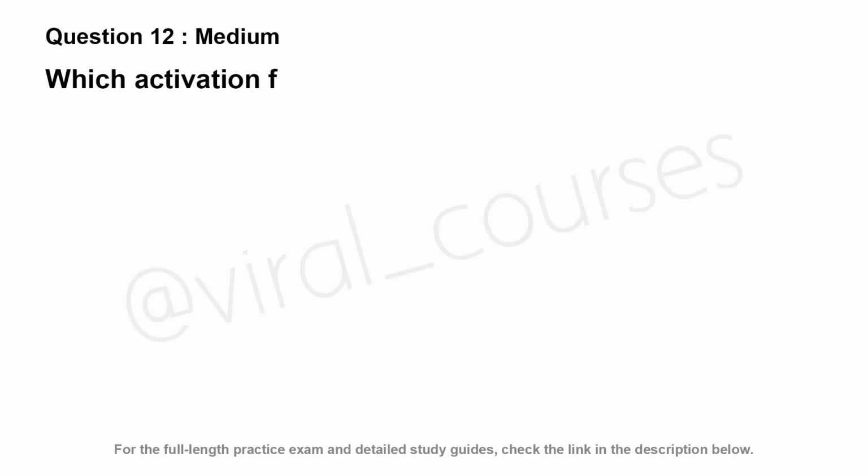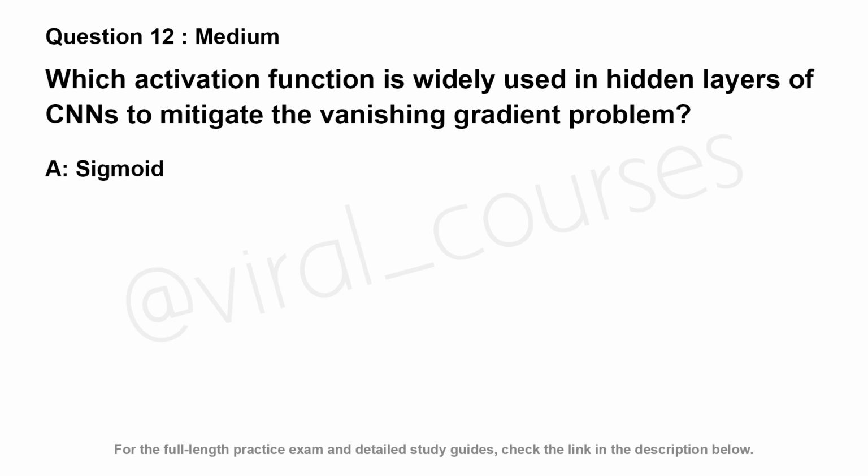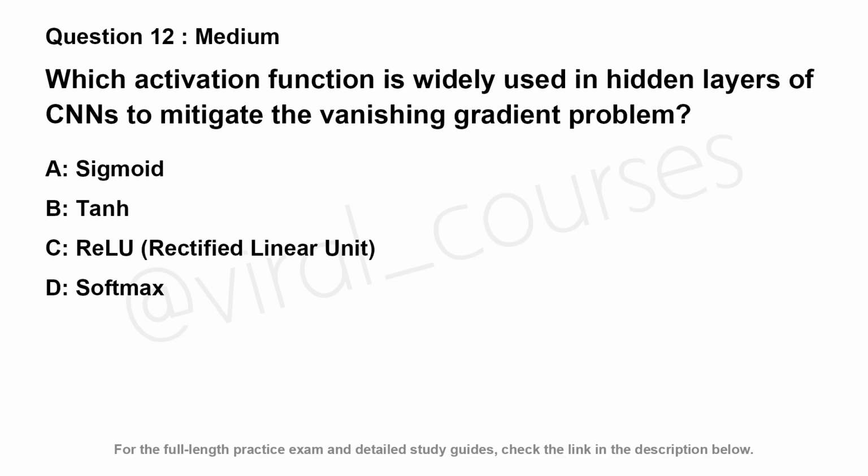Which activation function is widely used in hidden layers of CNNs to mitigate the vanishing gradient problem? Option A. Sigmoid. Option B. TANH. Option C. ReLU, rectified linear unit. Option D. Softmax.